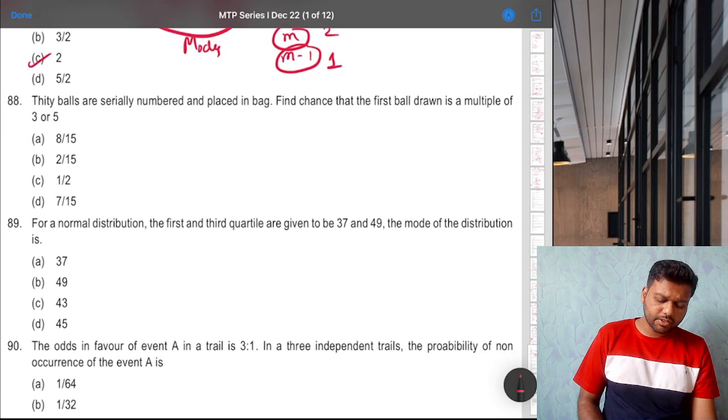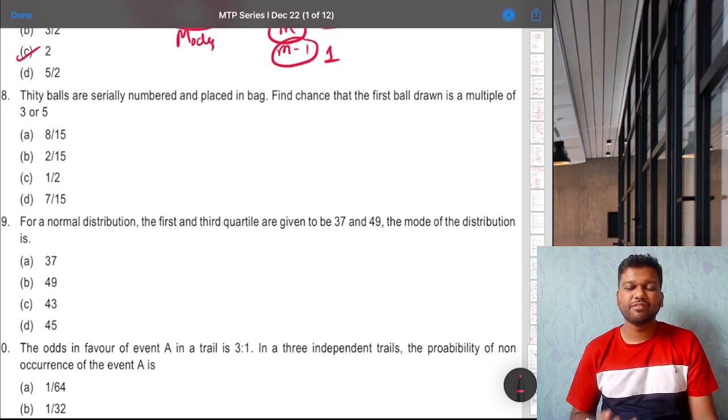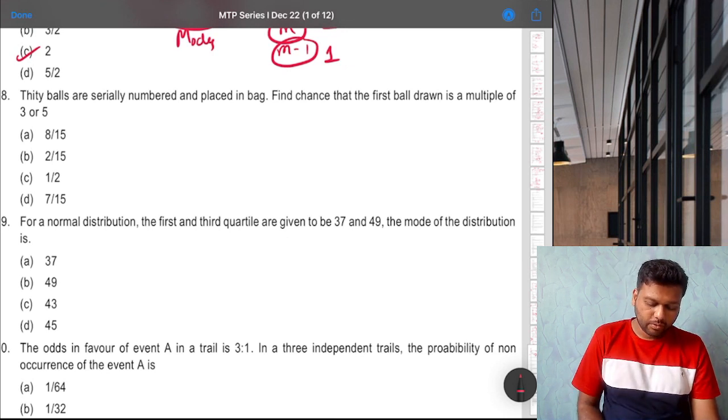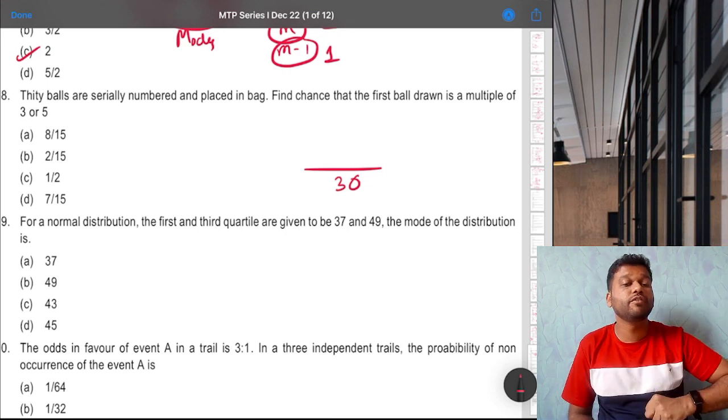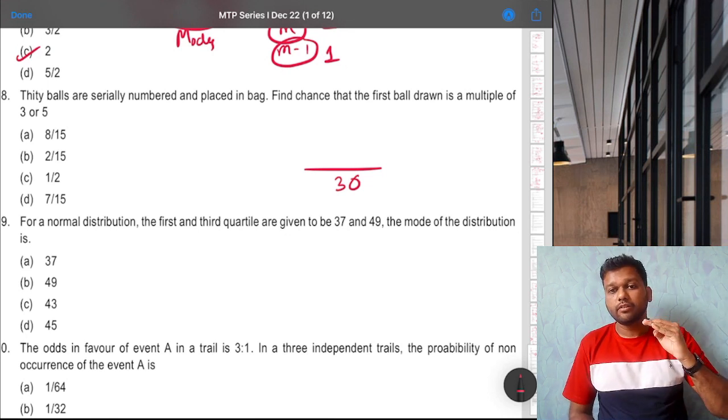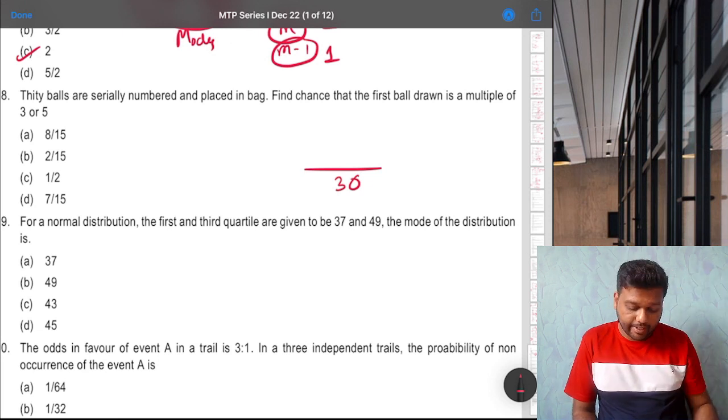30 balls are serially numbered and placed in a bag. Find chance that the first ball drawn is a multiple of 3 or 5. First ball only, right? So we know that denominator is 30. How many possibilities are there that first ball is multiple of 3 or 5? 3 to 30, there are 10 numbers in total, right?